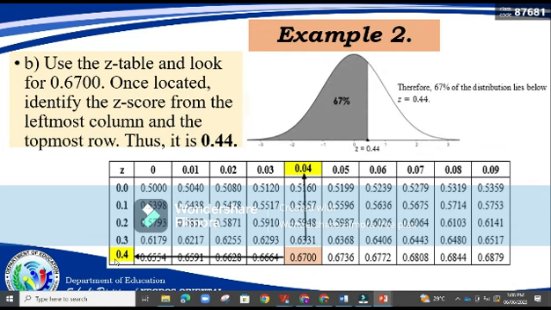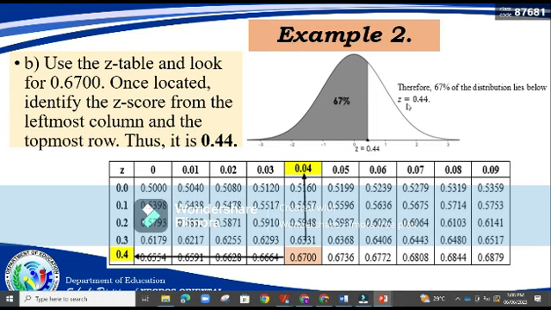Okay, now this is now the graph. 0.44 is somewhere here. Then this is the shaded part, and this is now the 67%. Therefore, 67% of the distribution lies below z equal to 0.44.